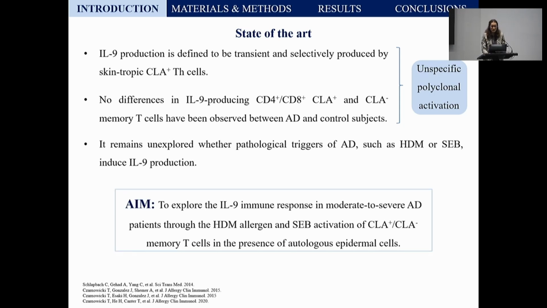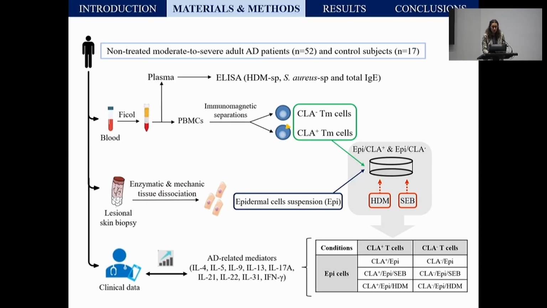For this reason, the aim of this study was to explore the IL-9 immune response in moderate to severe patients through the house dust mite and SEB activation of both skin-tropic and non-tropic memory T cells in the presence of autologous epidermal cells. To do so, we recruited 52 non-treated moderate to severe adult patients and 17 control subjects.